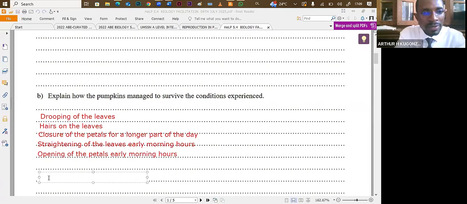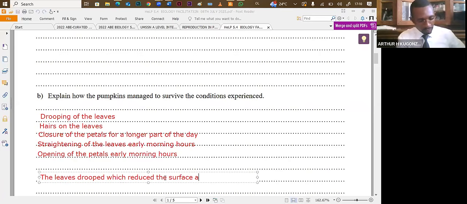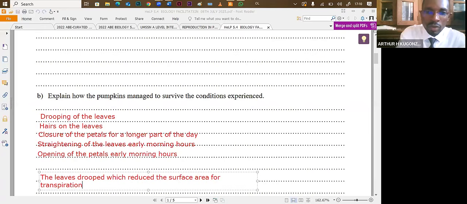So how would I explain my point? I'm in an exam. I would simply say, because the task is explain how the pumpkins manage to survive the conditions, so I will say the leaves drooped, which reduced the surface area for transpiration, or I can say for water loss.